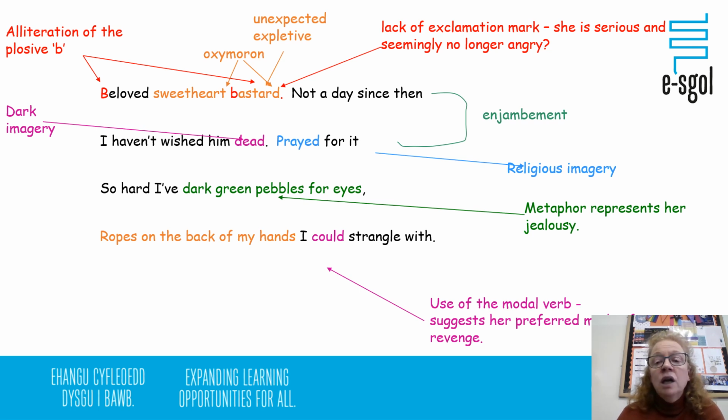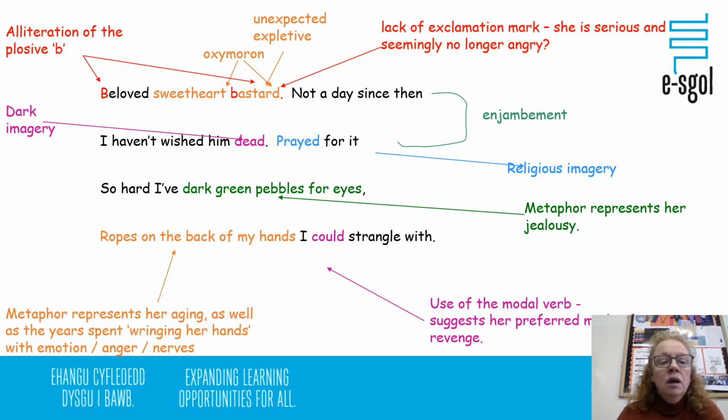"Ropes on the back of the hands I could strangle with." And obviously the metaphor of the ropes on the back of their hands. I don't know if you've seen people's hands with the veins and the sort of muscular structure that stands out there. The older you get, the thinner your hands get. So obviously you've got that structure there. It suggests her age. It also suggests that she's spent a long time wringing her hands with the anger and with the nerves. So there's a lot going on there.